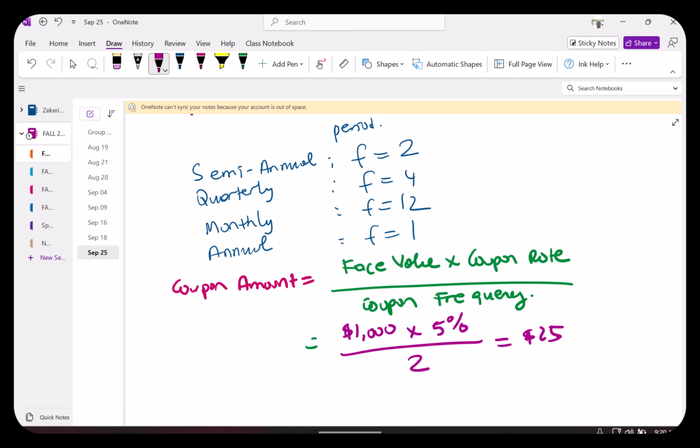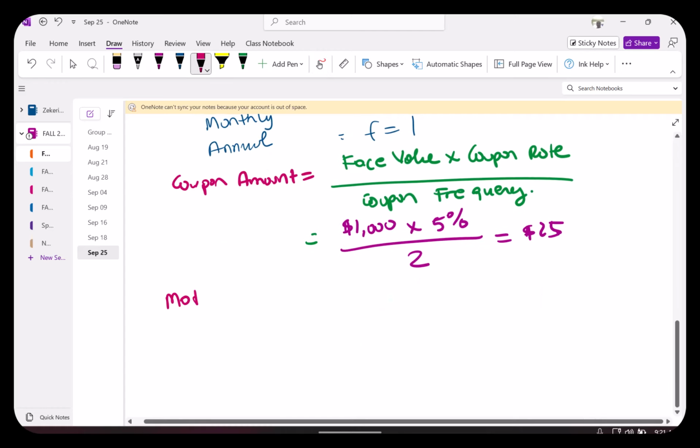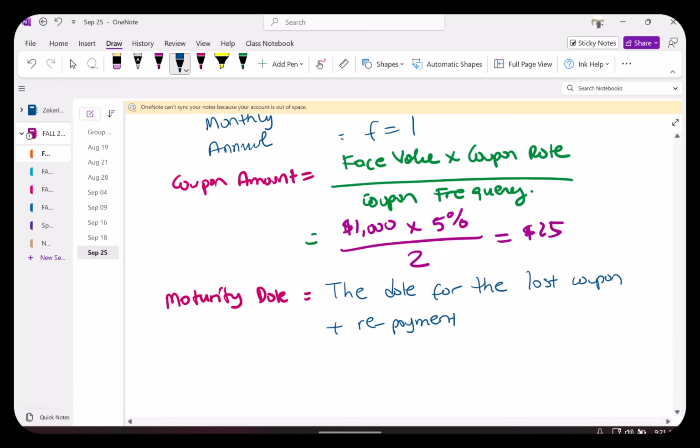Next, we also have to specify maturity date. That's the date for the last coupon plus repayment of face value. And I'm going to put that in quotes. How much that repayment is depends upon the bond type.